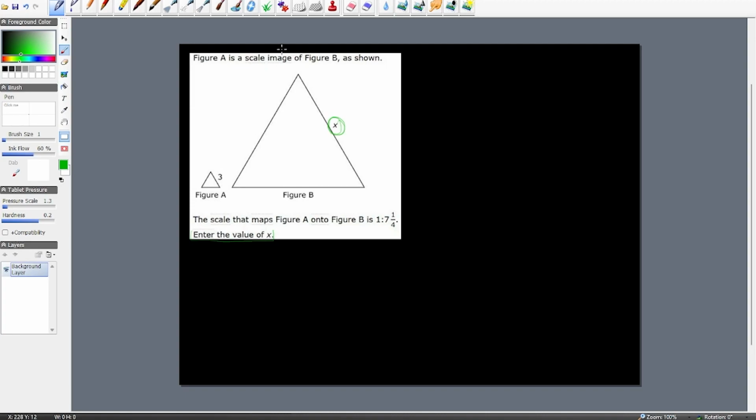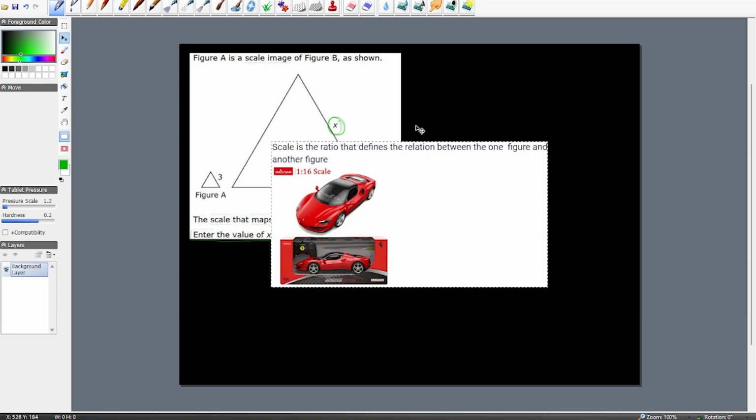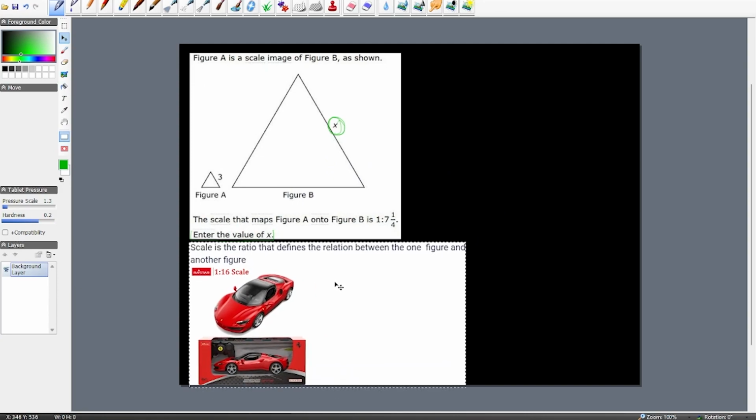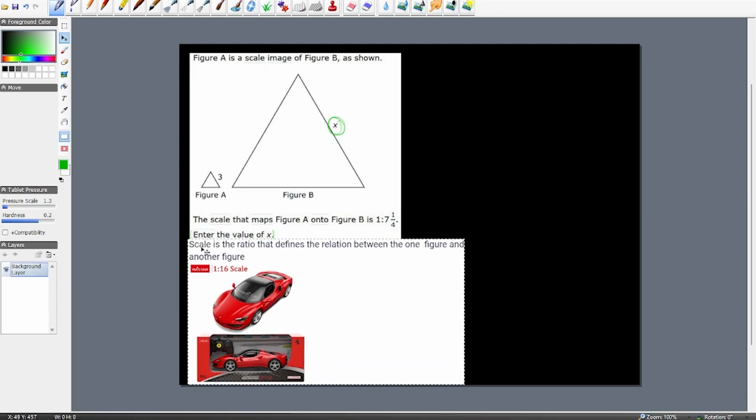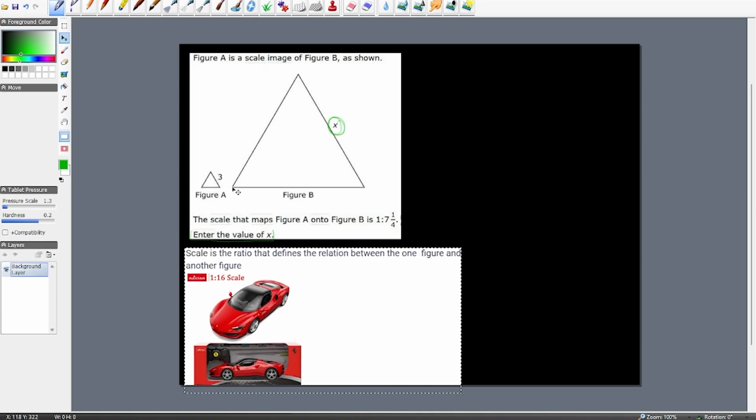Now they use this term scale and scale image, so I want to define that here. I'm just pasting this from Google Images along with a picture that shows an example. So scale is defined as the ratio that defines the relation between one figure and another figure. So we have a figure A, we have a figure B, and the scale between those is 1 unit on figure A corresponds to 7 1/4 units on figure B. And that makes sense because we see figure B is much bigger than figure A.